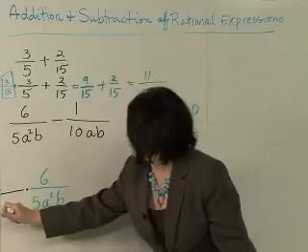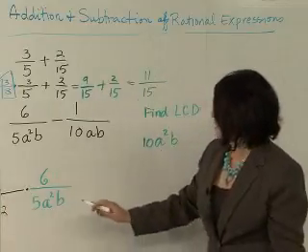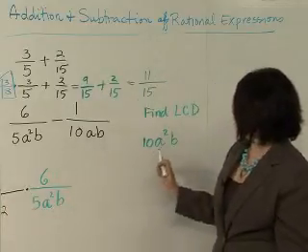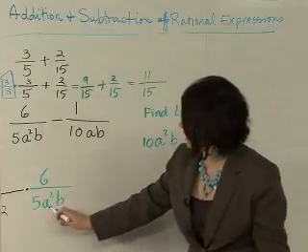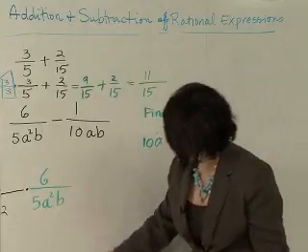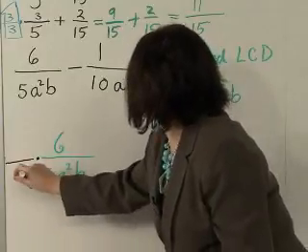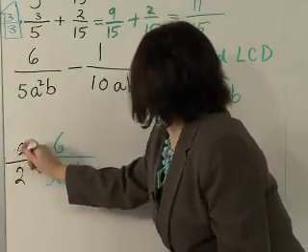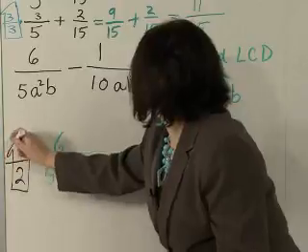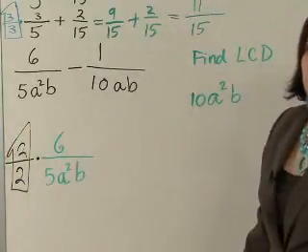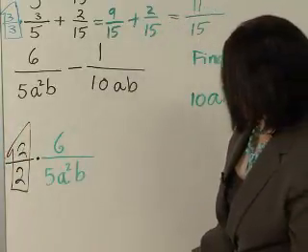The 5, I need to multiply it by 2. The a squared, I already have it. So I don't need a squared, and the b, I already have it. So basically what I need to do to get the LCD is multiply top and bottom by 2. And remember, this is just like the number 1, because 2 over 2 reduces to 1.